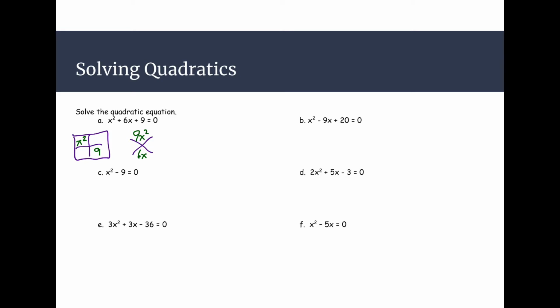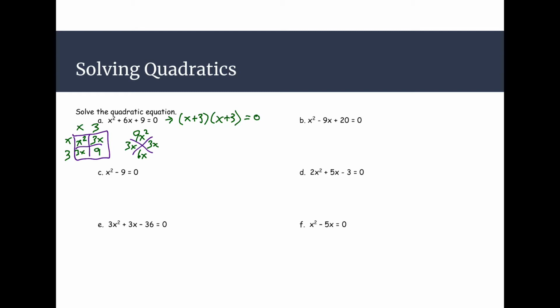Alright, so what multiplies to get 9 adds to get 6. That would be 3x and 3x. So we have x and x that multiply to get x squared. X times what equals 3x? 3. X times what equals 3x? 3. So then this is going to become actually x plus 3 times x plus 3 equals 0.